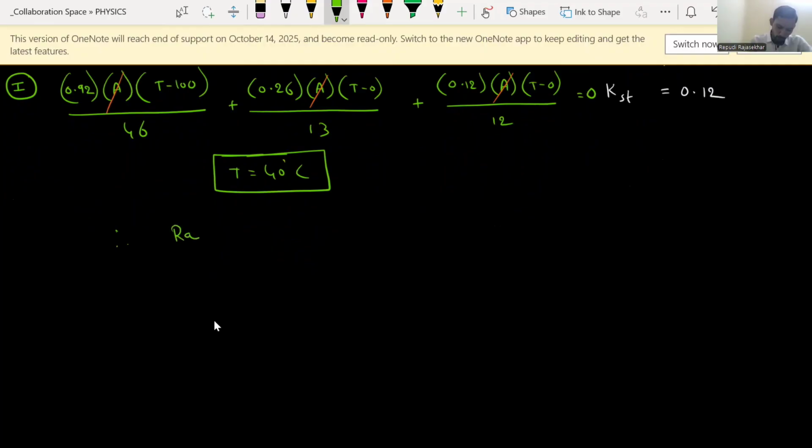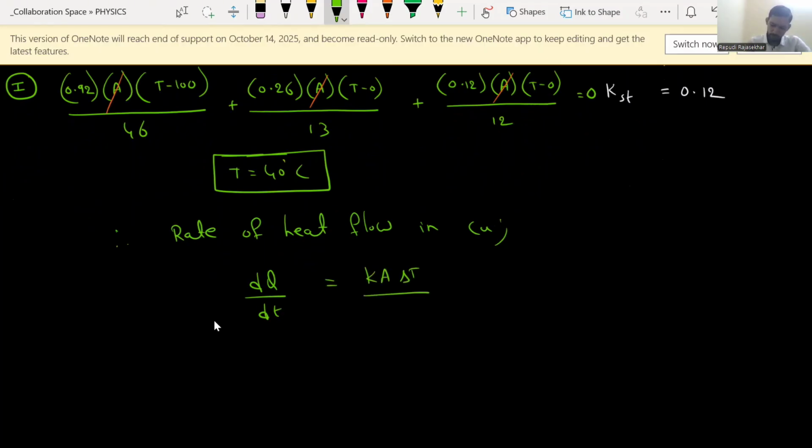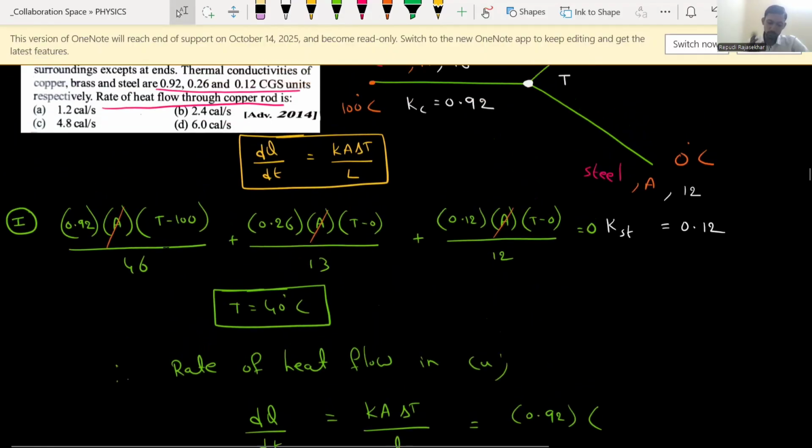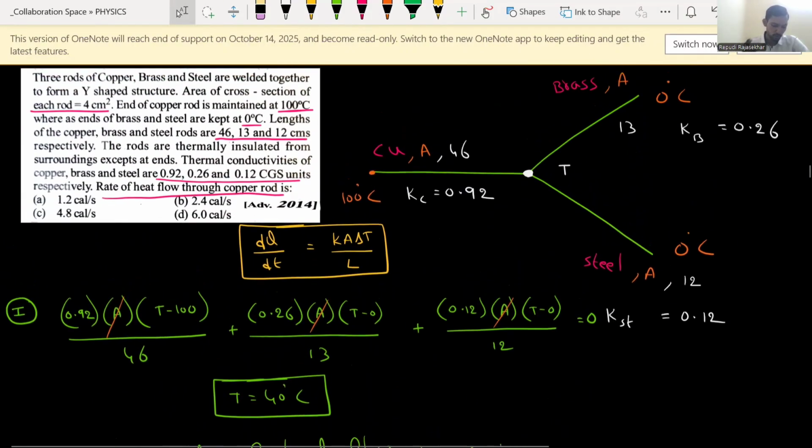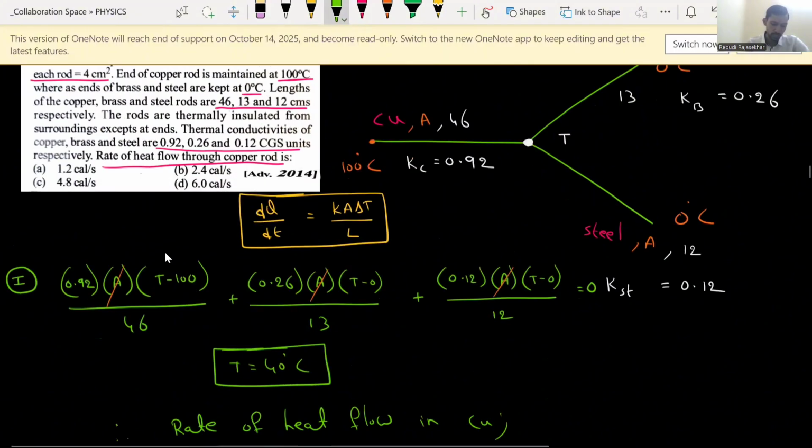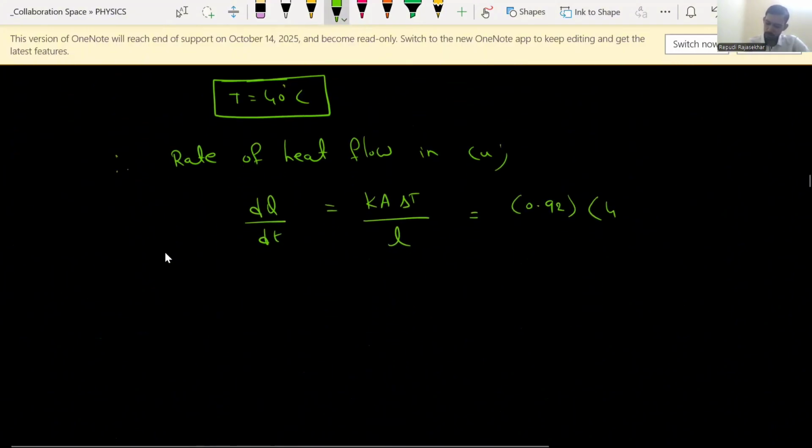So rate of heat flow in copper. The equation is dq by dt equals Ka delta T divided by L. So the K value for copper, how much is the K value? 0.92. A value is already mentioned. Here you need to convert everything into SI units because we are analyzing a single rod. Area of each rod is 4 centimeters square. Convert this into meters. So 4 into 10 to the power of minus 4.